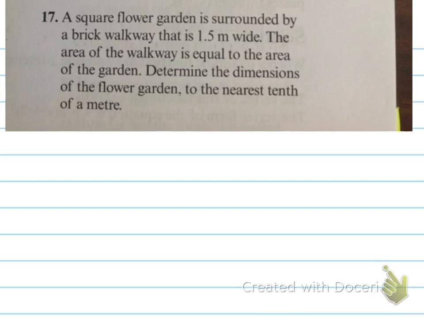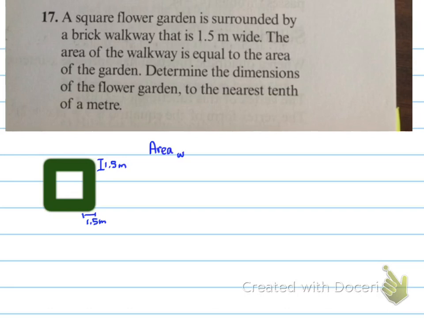Well, folks, we're going to have to draw this out. Here's a square garden and a walkway that goes around the square garden. This walkway is 1.5 meters wide. It doesn't matter where we measure it from, it is always 1.5 meters wide. And we know, given the problem, that the area of the walkway is equal to the area of the garden.